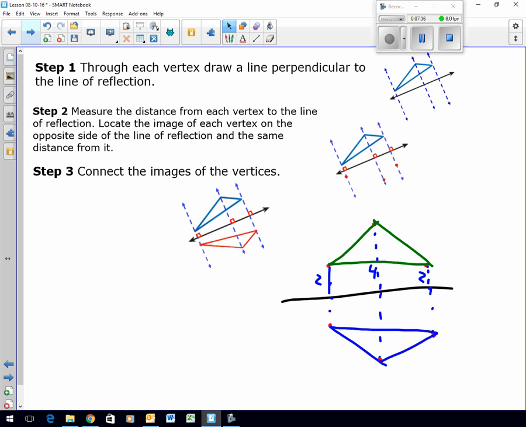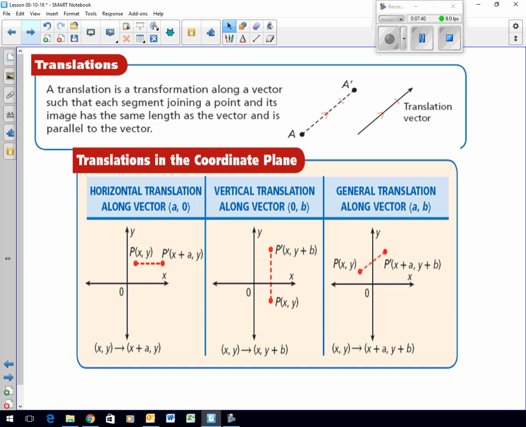The crux of our material today is going to deal with things like this. Okay? We also talked about translation. One of my favorites. Translation. Okay? It's a transformation along a vector, right? Such that each segment joining a point and its image has the same length as the vector and is parallel to the vector. Key word you need to remember, parallel. Okay? Translation has to be parallel.